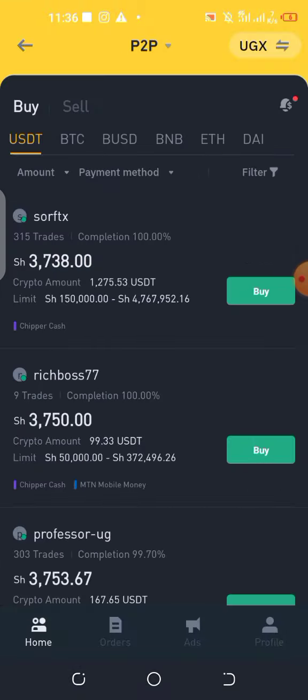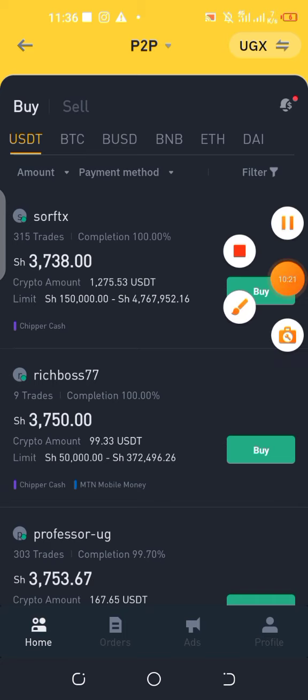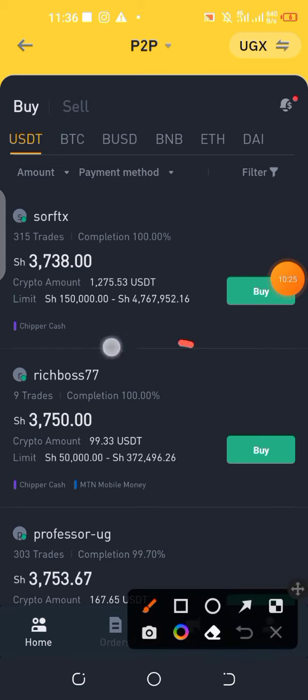We had forgotten to check, his payment method is Cheaper Cash, and Cheaper Cash is available to all African countries, so you can always download Cheaper Cash here. You can download Cheaper Cash and use that payment method to pay this person. If you don't have Cheaper Cash, I'll attach a link in my description so you can download it and start transacting money anywhere in the world.